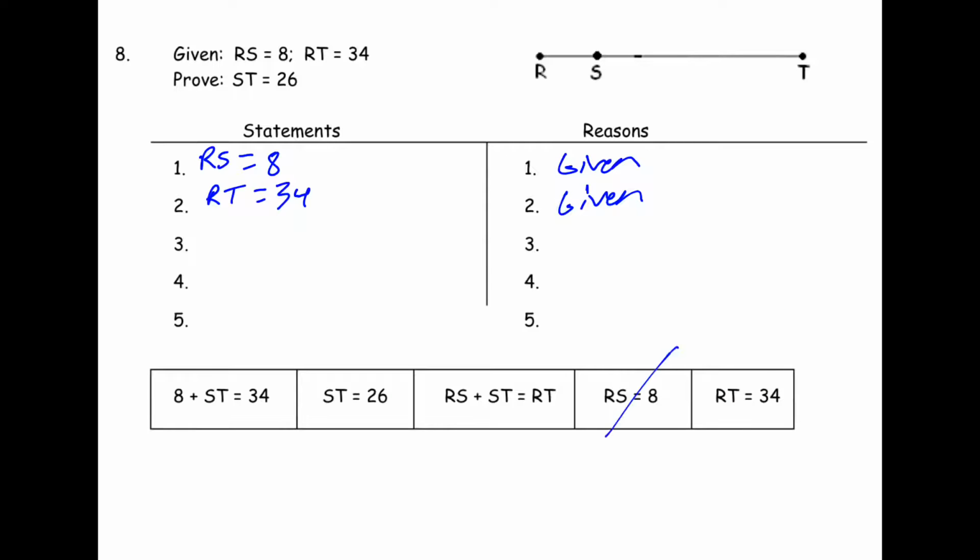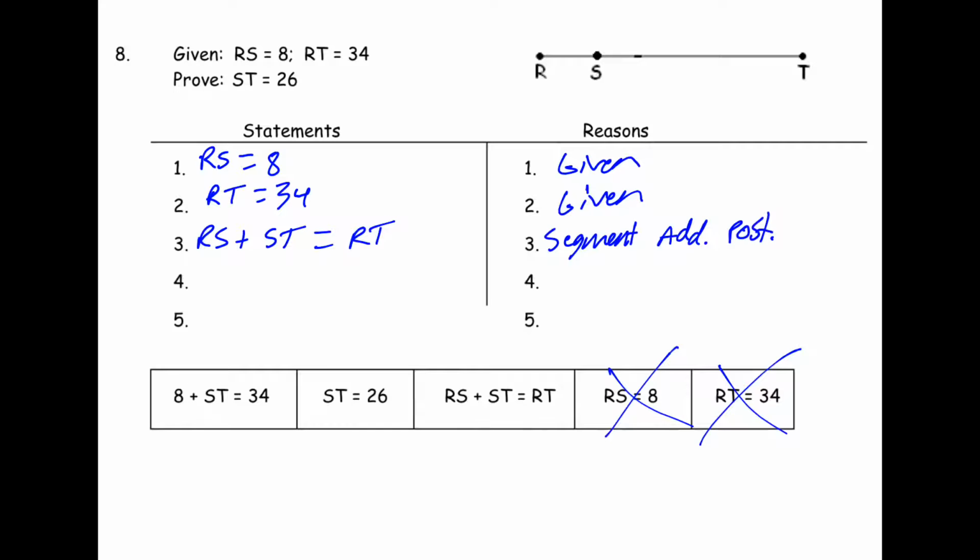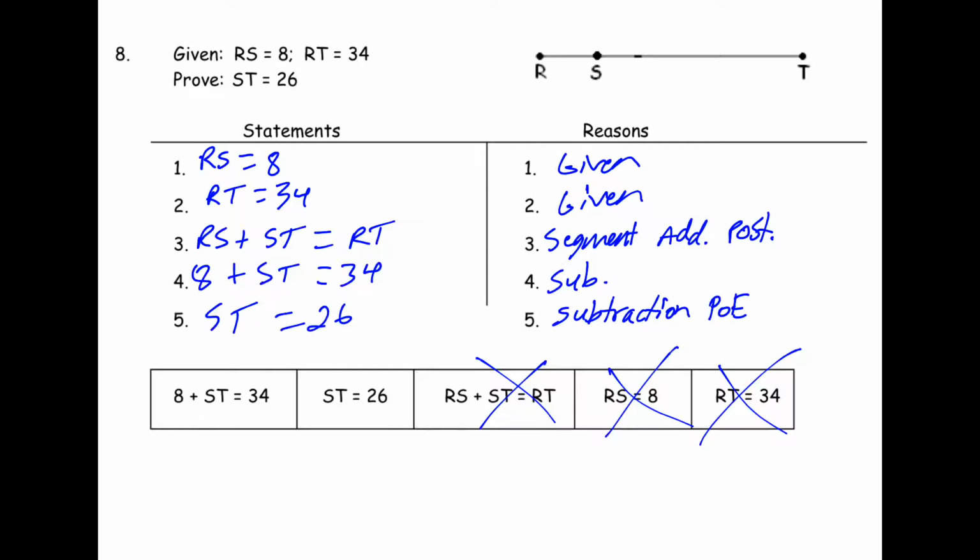And then lastly, the definition of congruent means that if they have the same measure, they're congruent. So for number 8, the first statements are the given ones. Then we can identify that RS plus ST is equal to the larger segment RT by the segment addition postulate. We can substitute in for RS and RT what they're equal to. And after we subtract 8 from both sides, we get ST is equal to 26 by the subtraction property of equality.